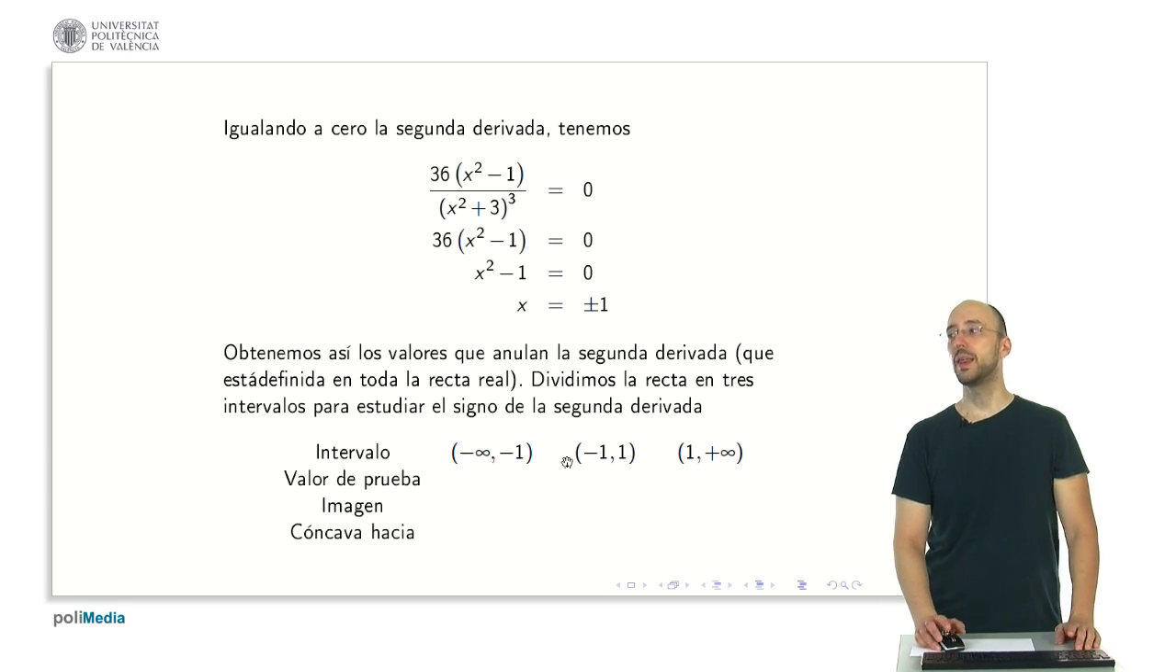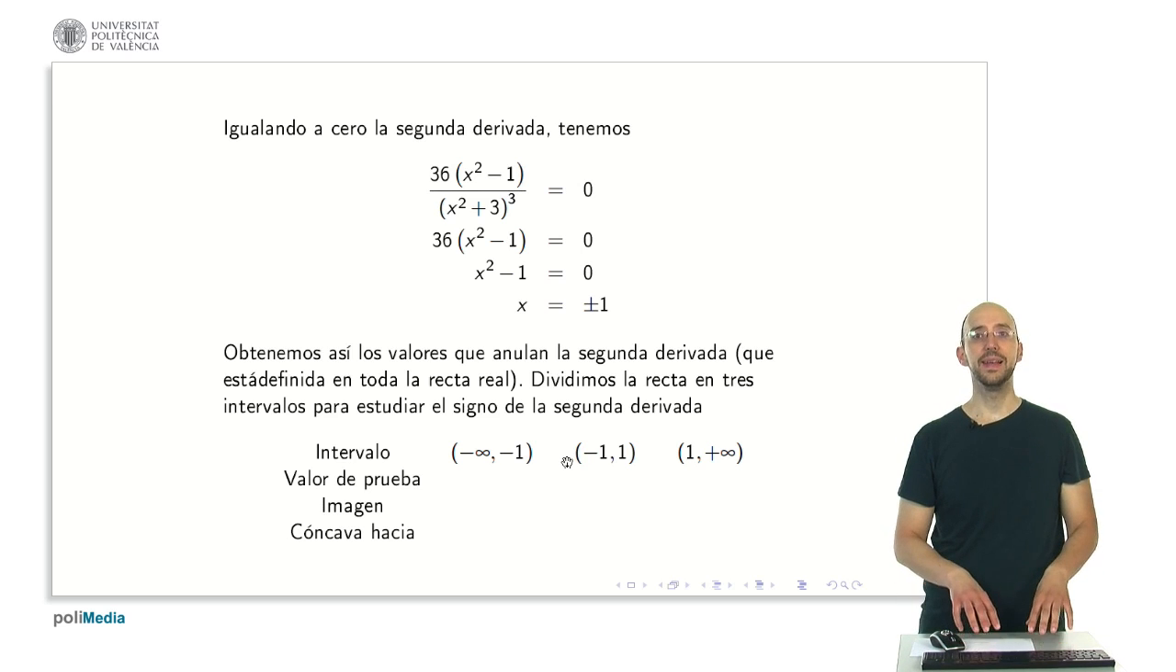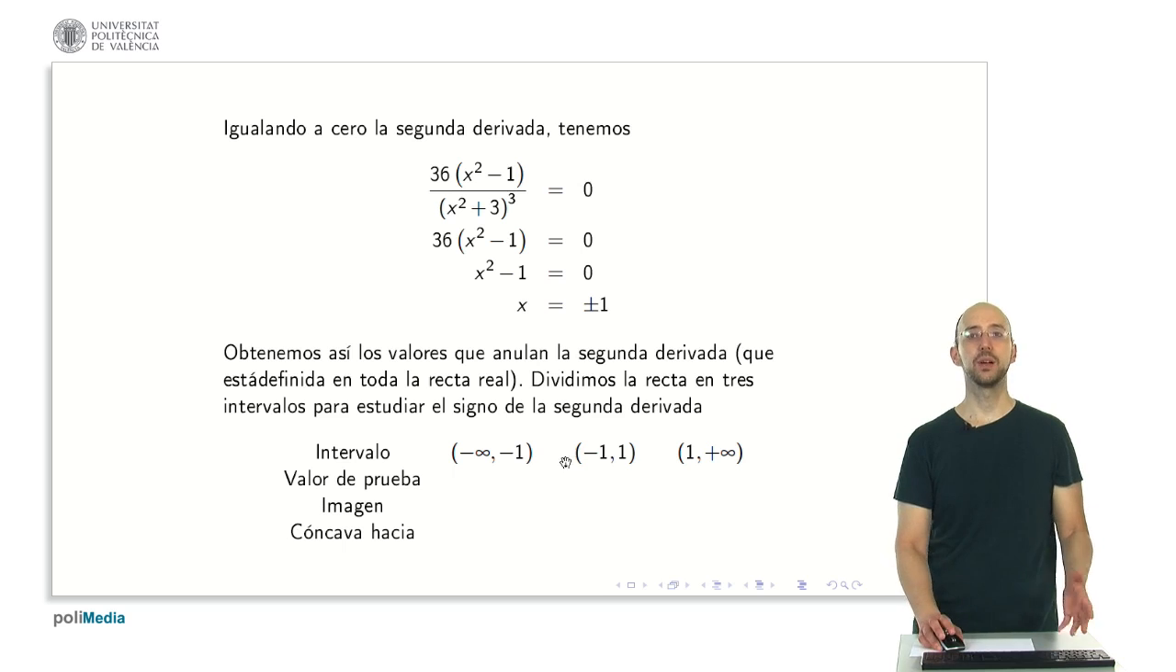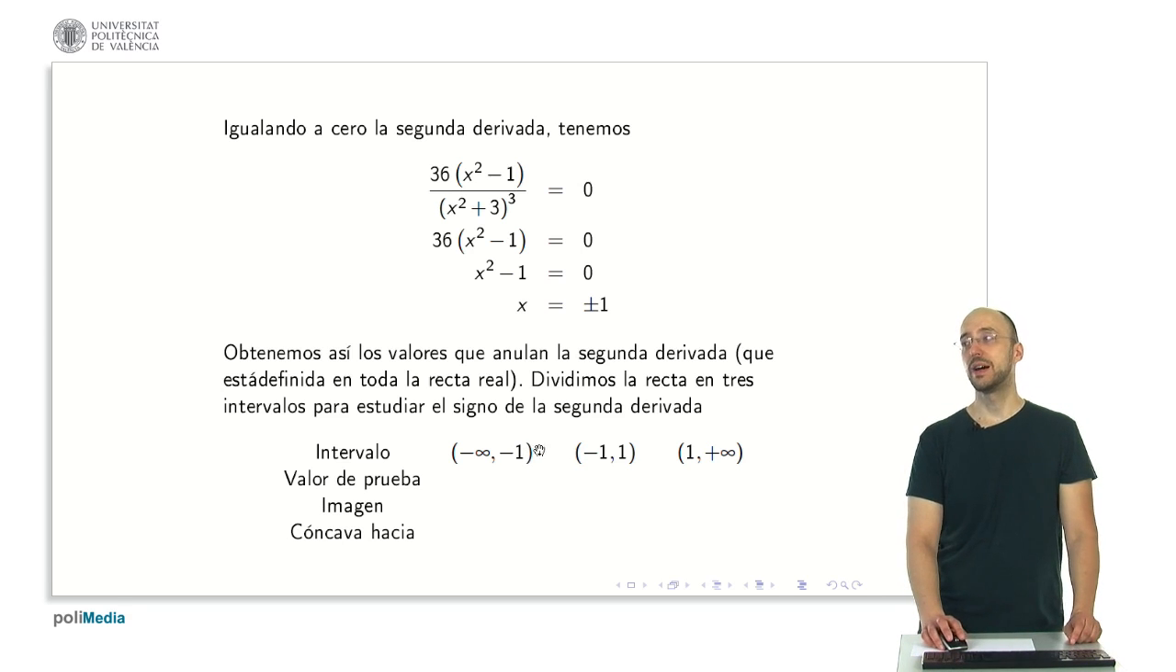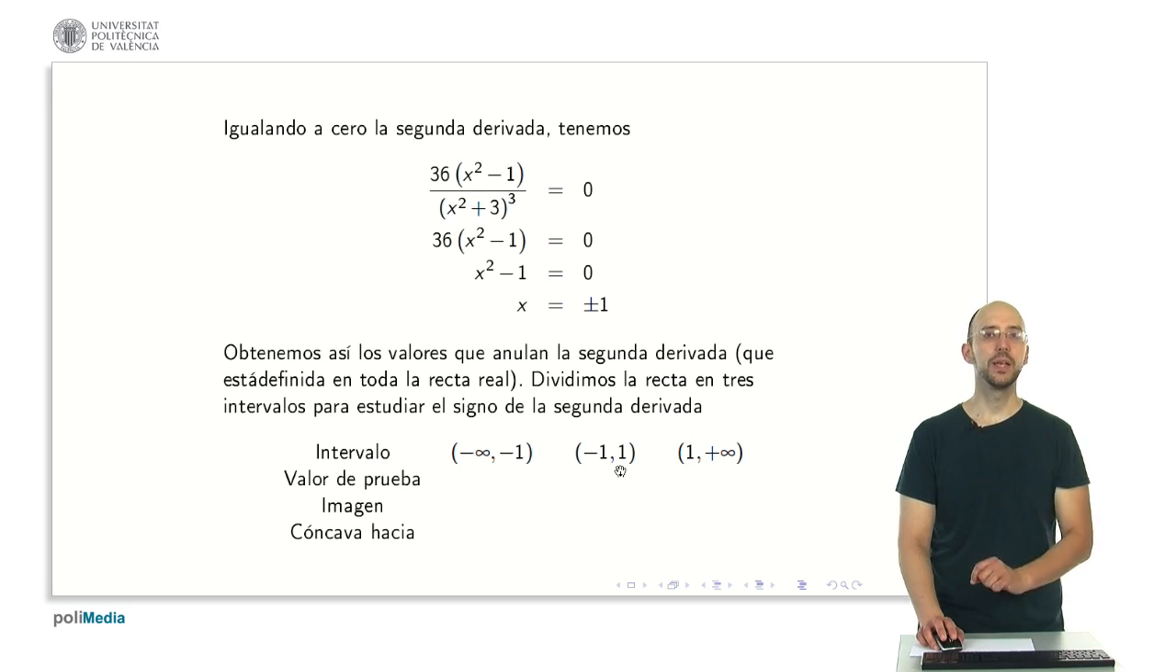What's the next step? It's to examine the sign of the second derivative in each of those intervals. To do so, we need to choose a specific value within each interval. Since the second derivative only changes sign at minus 1 and 1, it will maintain the same sign within each of these intervals. Therefore, selecting a particular value from each interval will suffice.